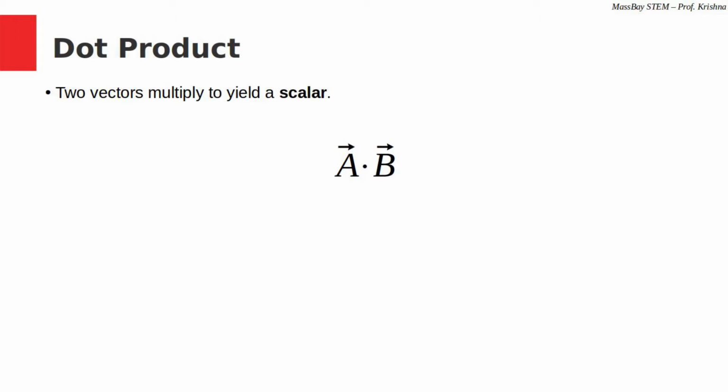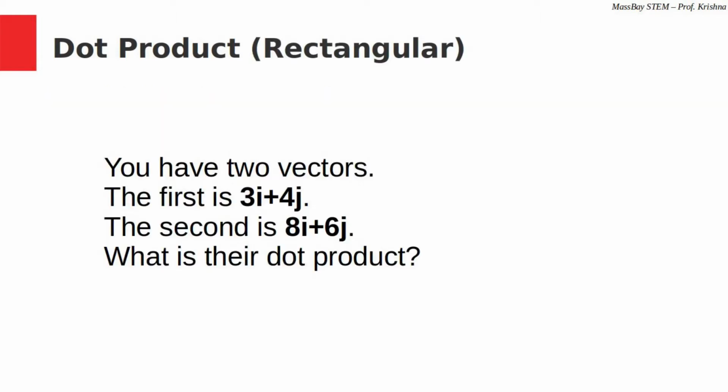Dot products can be taken in either rectangular or polar. Obviously, both calculations will give you the same answer, so your choice of whether to use polar or rectangular depends only on whether you were given the vectors in polar or rectangular originally. Let's start with rectangular. Suppose you're given this question.